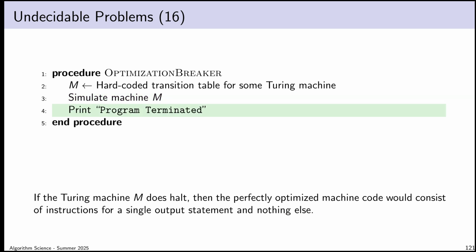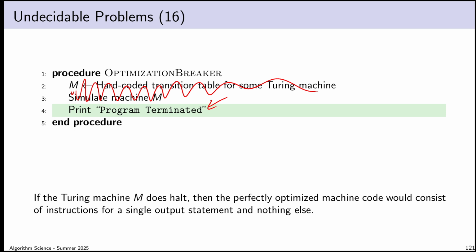If, on the other hand, the simulation ever does end, because the program does terminate, then the perfectly optimized machine code wouldn't even bother including any of this stuff, because none of this stuff generates output. All it would do was print out program terminated. And you can see the problem. If a compiler could perfectly optimize this program, that would mean I can solve the halting problem. It would be very easy to identify the case where the program M, the Turing machine at issue, halts, and the case where it doesn't.